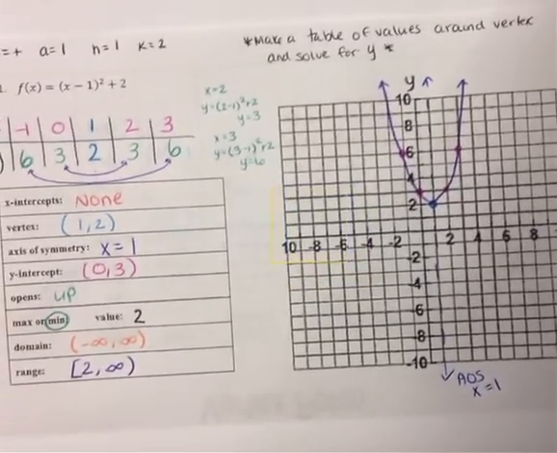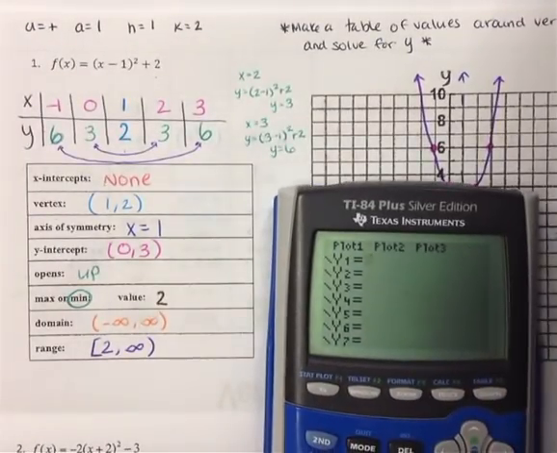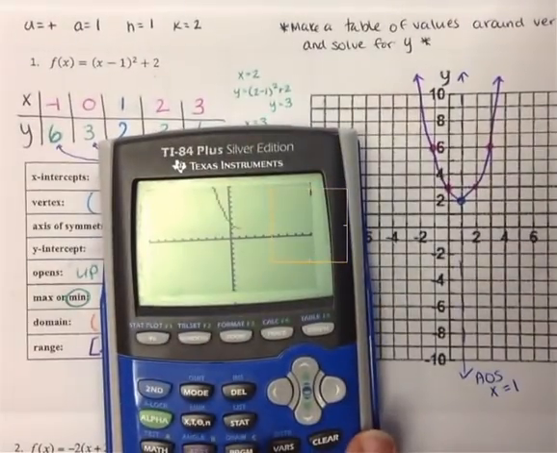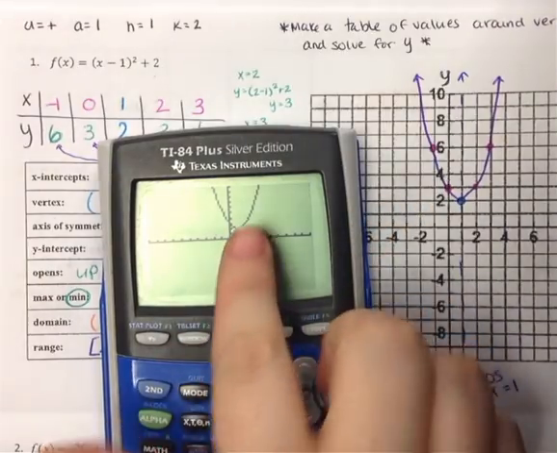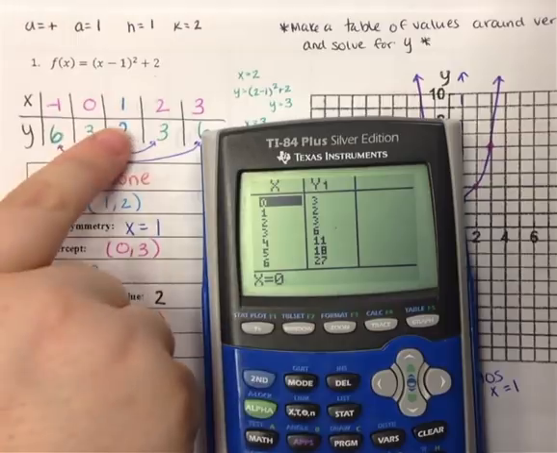And as always, we can graph this in our calculator. So y equals, parentheses, x minus 1, parentheses, squared, plus 2. And our graph should look the same. It opens up. We can find our coordinates, second table. So 1, 2 is my vertex.